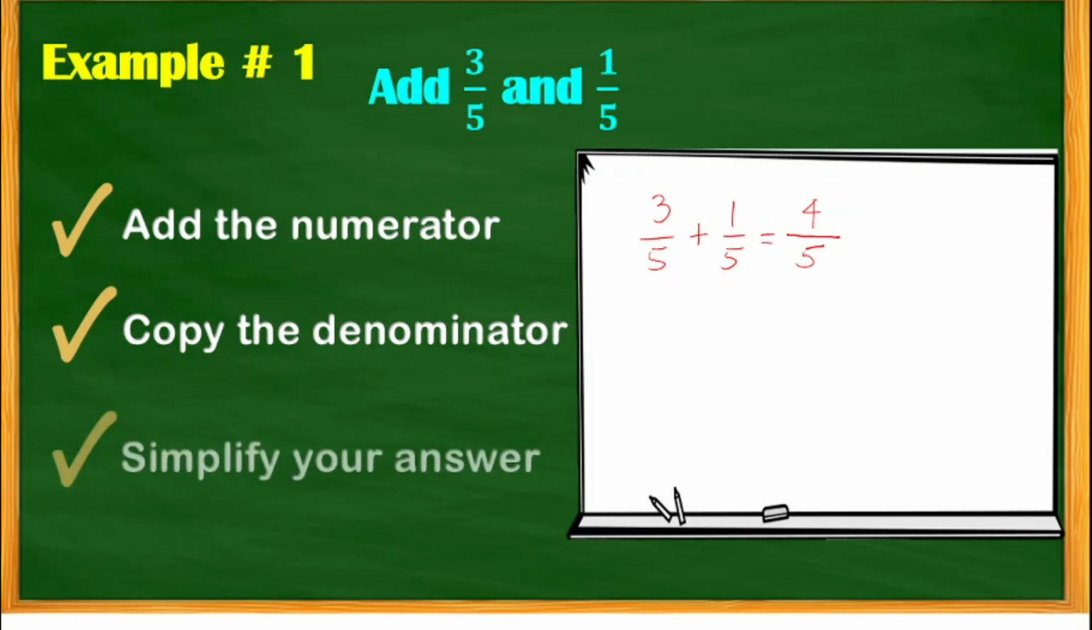And then simplify your answer. So this would be our answer. So we're going to simplify this one. So to simplify this one, you're going to make your answer in lowest terms. So observe, is there a common factor between 4 and 5? None. If none, this would be our answer. Okay, very good. Grade 4 pupils.